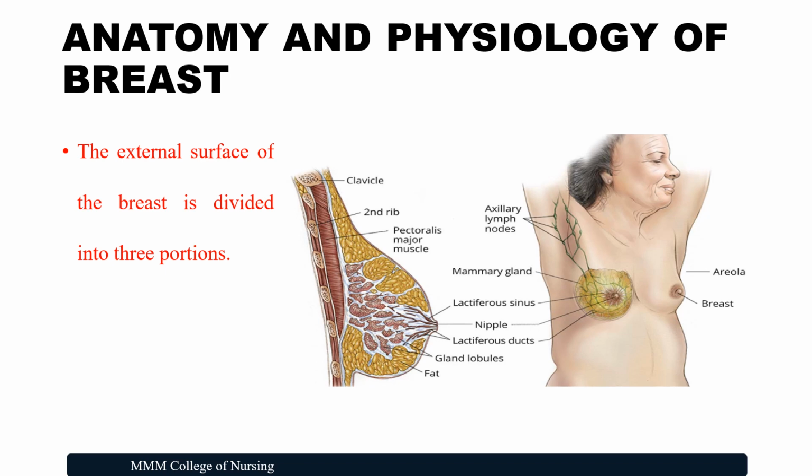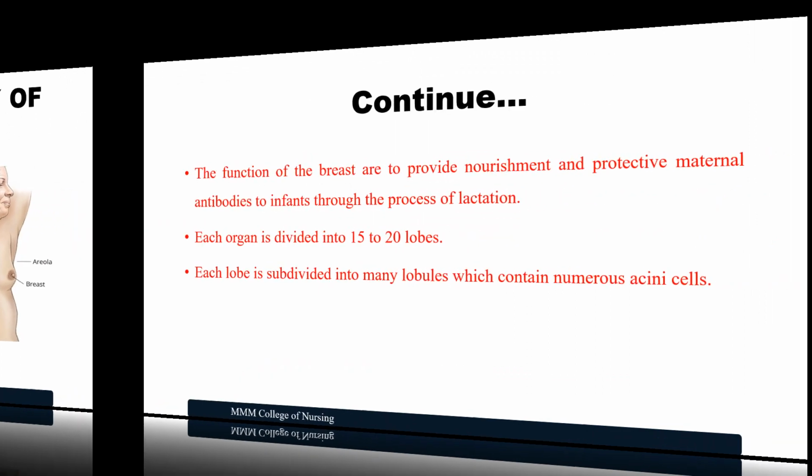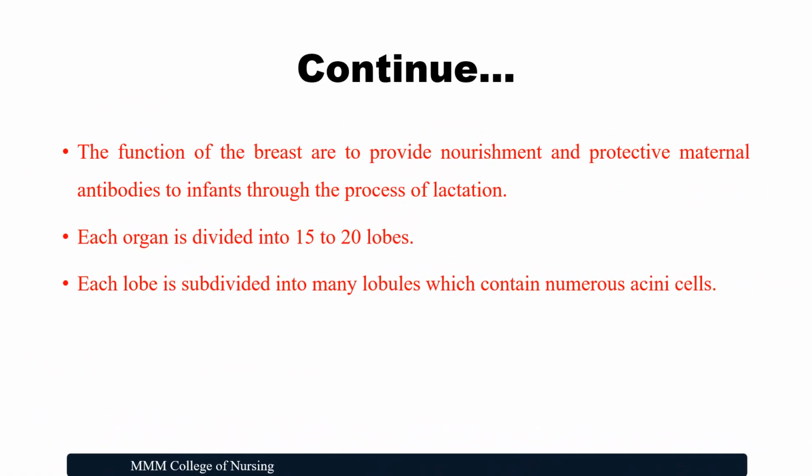Nipple is largely composed of sensitive erectile tissue and forms a large conic papilla projecting from the center of the areola. Its summit is at the opening of the milk duct. There are 3 to 20 milk duct openings. Small papillae called Montgomery glands roughen the surface of the nipple and areola darken during pregnancy. The function of the breast is to provide nourishment and protective maternal antibodies to infant through the process of lactation.